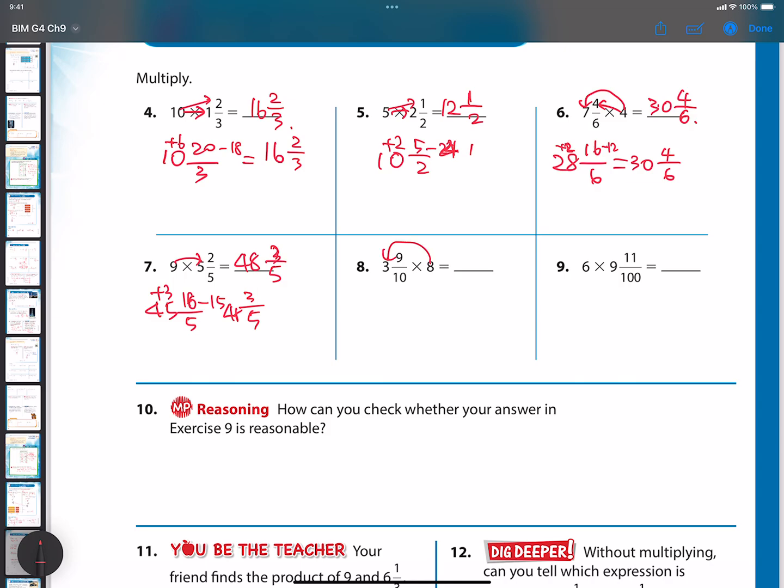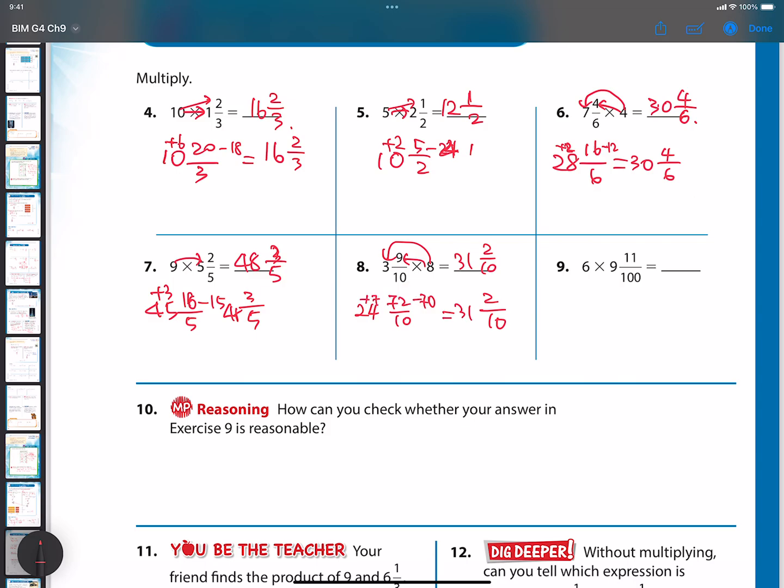8 times 3 is what? 24. And 8 times 9, 72 over 10. Oh, this is easy, okay? 10 can fit into 72 by 7 times, right? So I need to add 7 in here and take away 70. 2 over 10 and then 31. So 31 and 2 over 10.